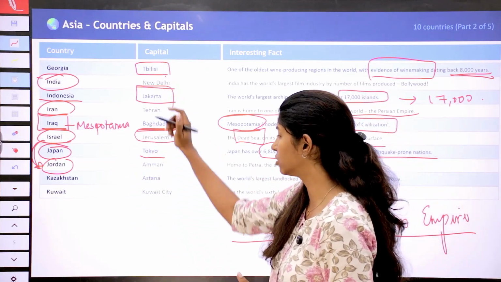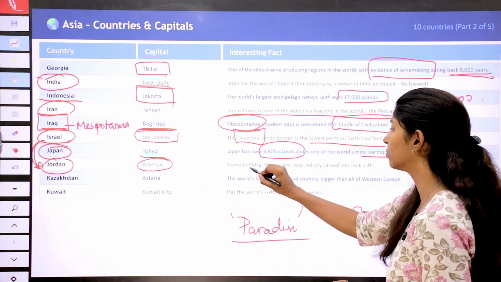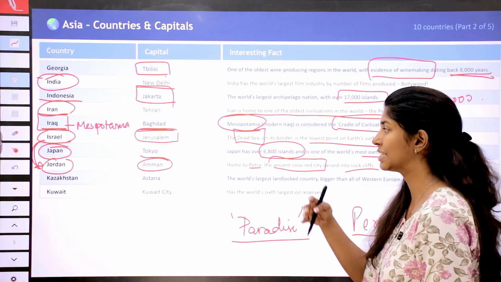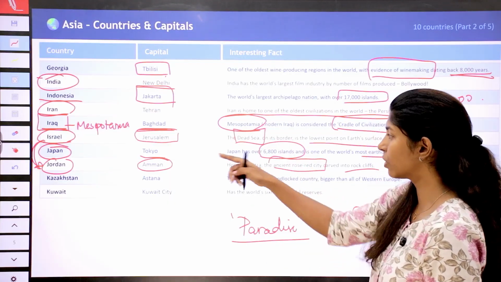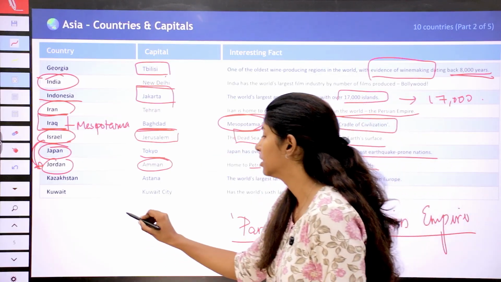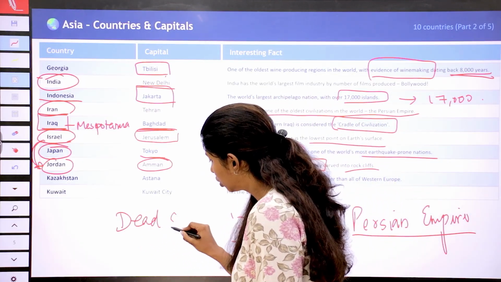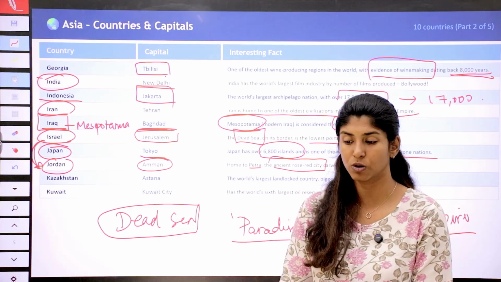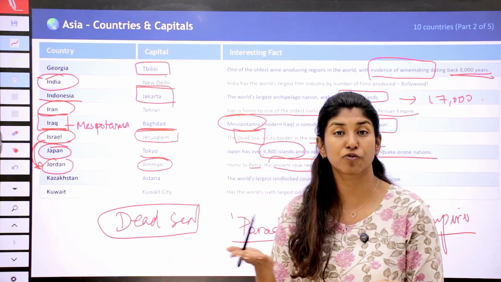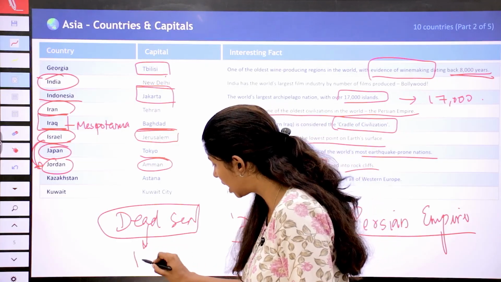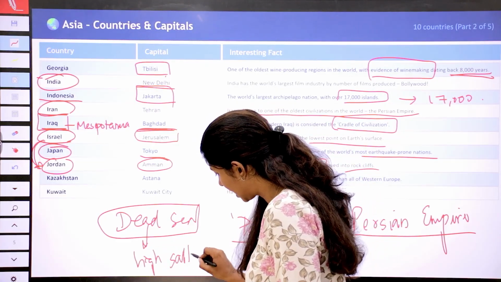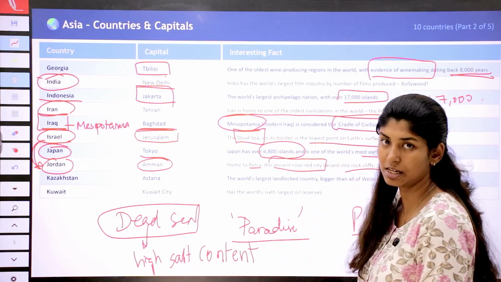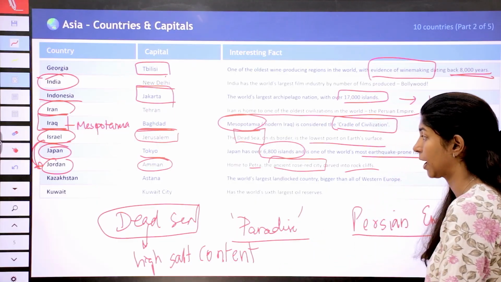Jordan. Jordan's capital is Amman, and it is home to Petra, the ancient rose red city carved into rock cliffs. It is a great tourist destination, and we also saw that it borders the Dead Sea. Now, you cannot drown in the Dead Sea. Even if you don't know swimming, you will just float in the Dead Sea because of the high salt content. It has so much salt that you cannot drown in that sea.